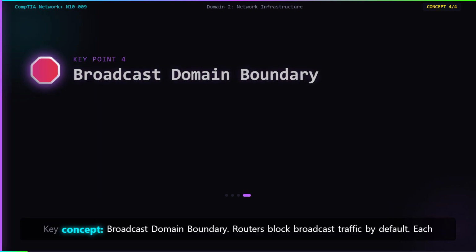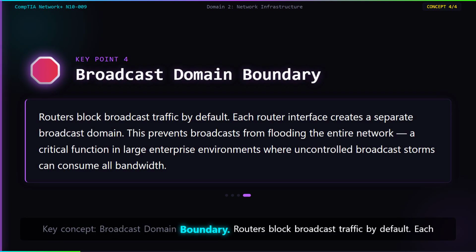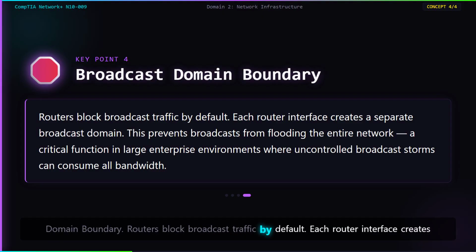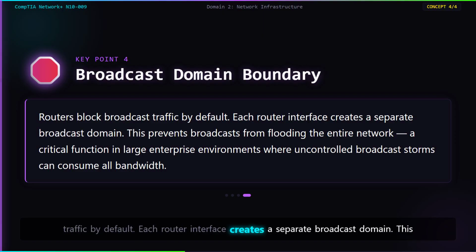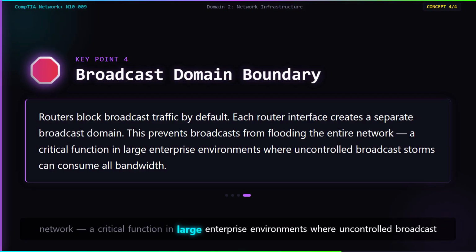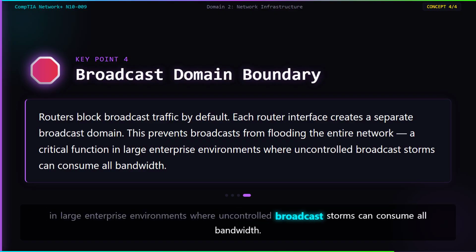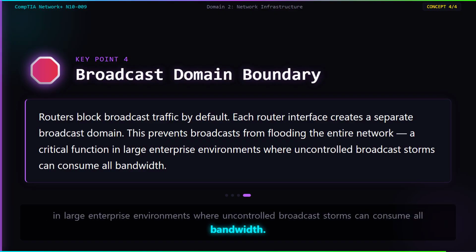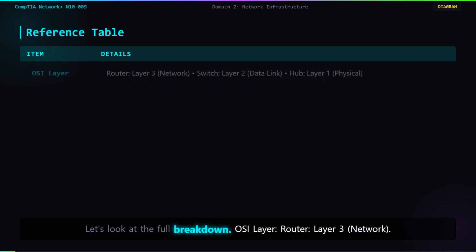Key concept: broadcast domain boundary. Routers block broadcast traffic by default. Each router interface creates a separate broadcast domain. This prevents broadcasts from flooding the entire network, a critical function in large enterprise environments where uncontrolled broadcast storms can consume all bandwidth. Let's look at the full breakdown.